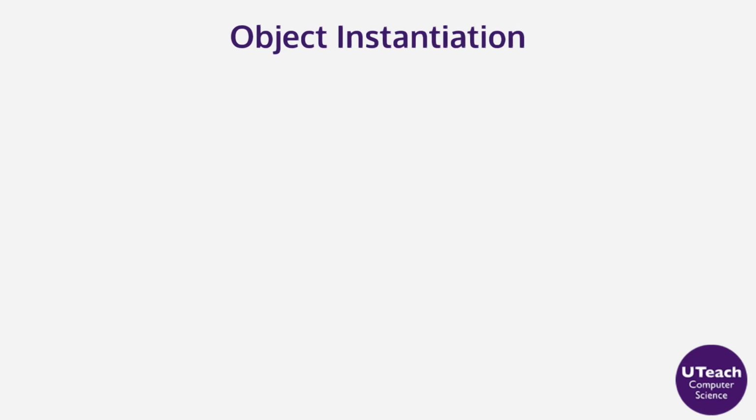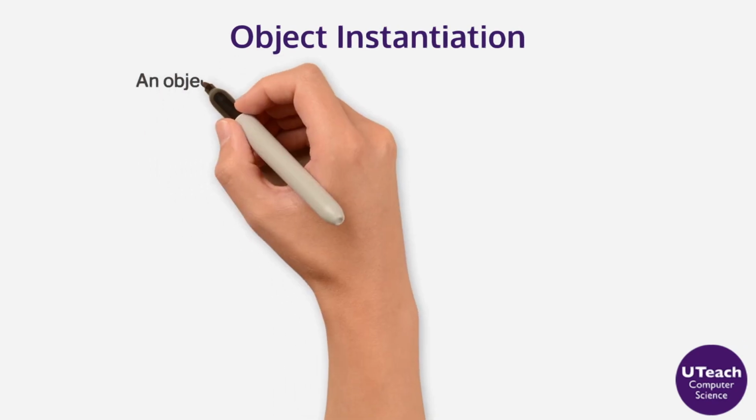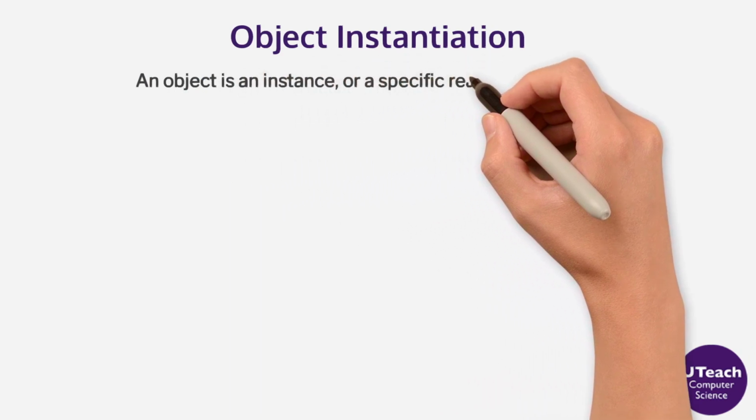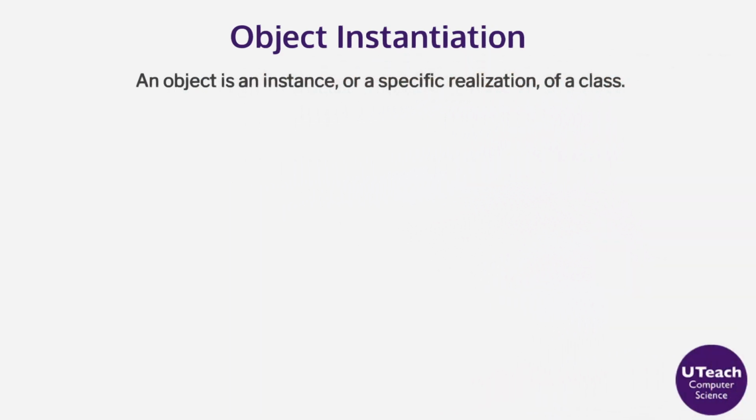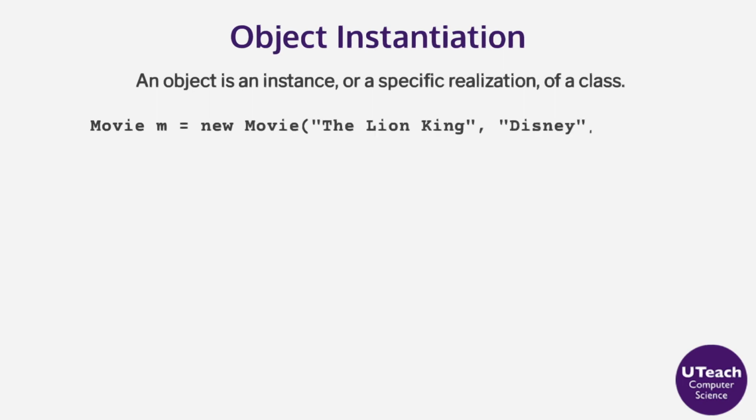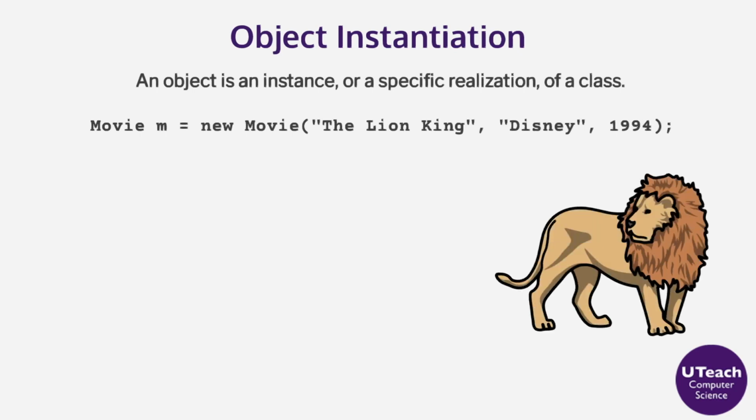Now that the class is designed, we can create objects of the class. An object is an instance or a specific realization of a class. To create an object of the Movie class, you would have a code statement like this: Movie m = new Movie("The Lion King", "Disney", 1994).